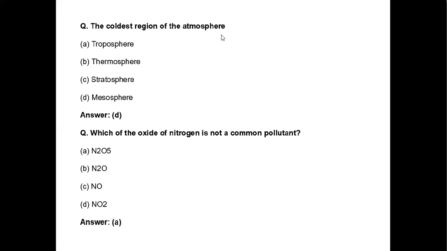The coldest region of the atmosphere is mesosphere. Already I have discussed in previous questions, I think. Mesosphere is the coldest. And which one is hottest? Hottest is your thermosphere. Which of the oxides of nitrogen is not a common pollutant? N2O5, N2O, NO, and NO2. Remember, N2O5 is not a common pollutant.